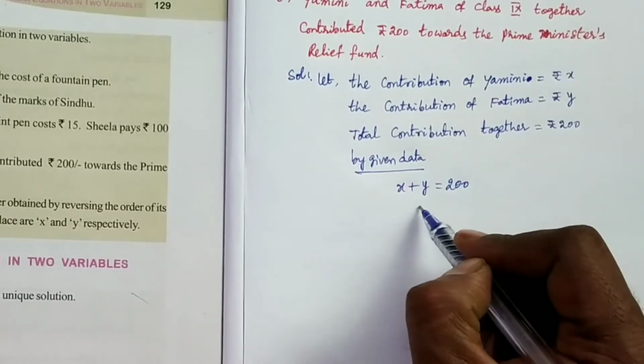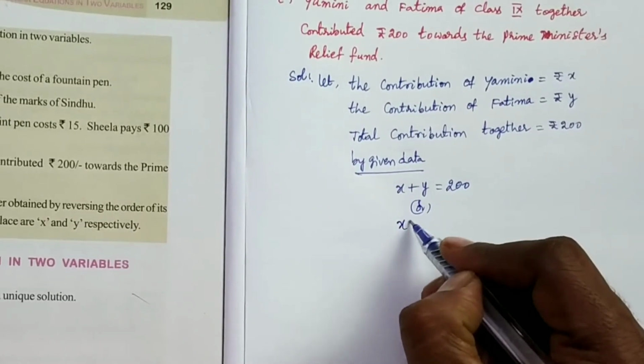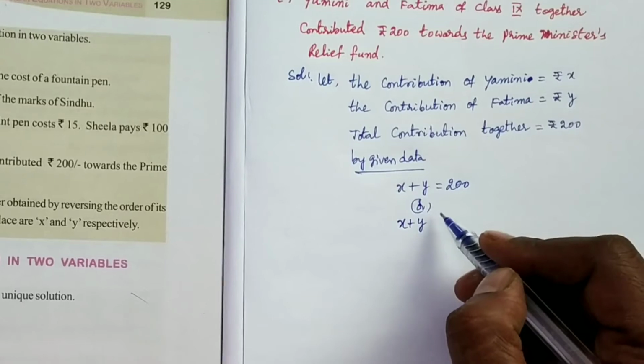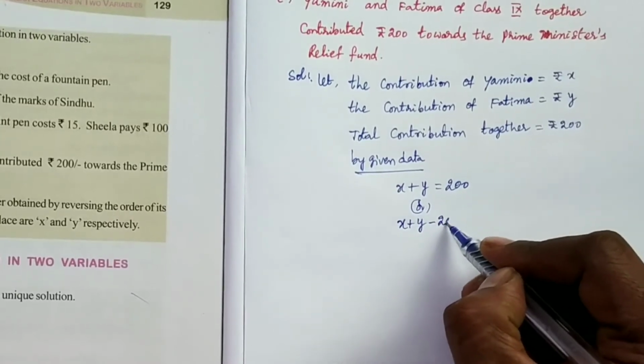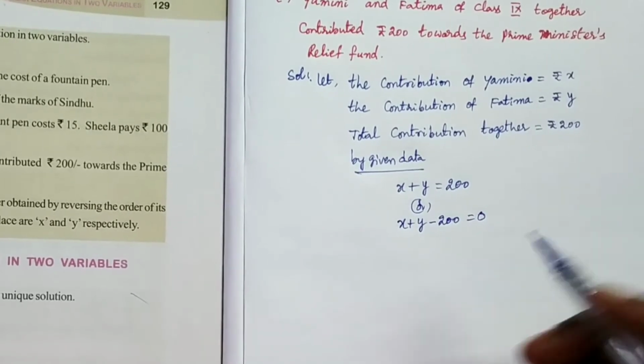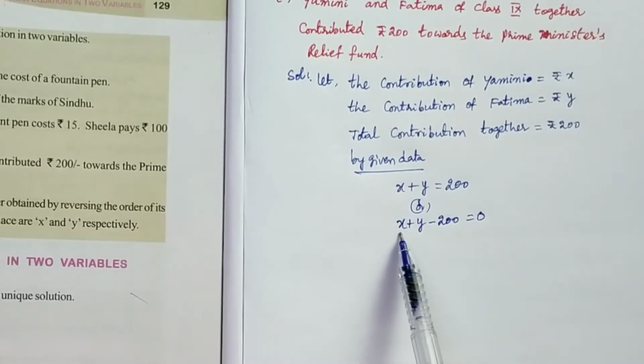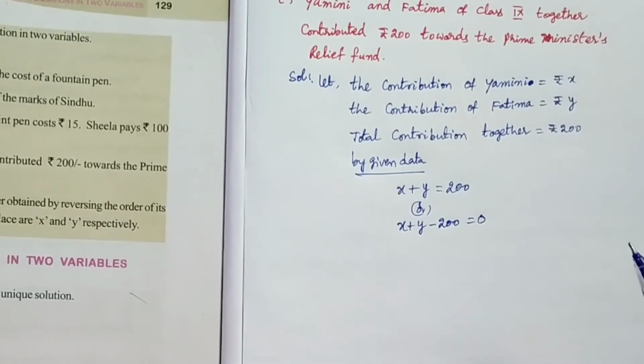You can also write it like this: x plus y, send 200 to this side, then it will be minus 200 equals 0, to write in the form of ax plus by plus c equals 0.